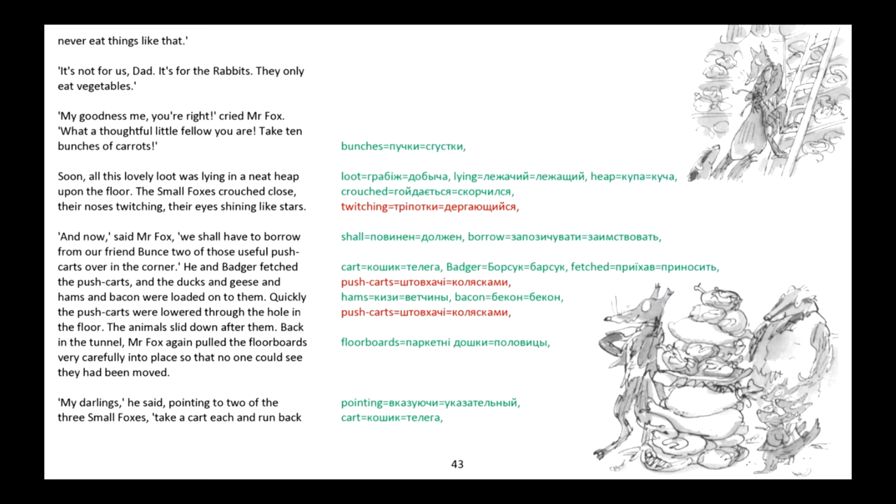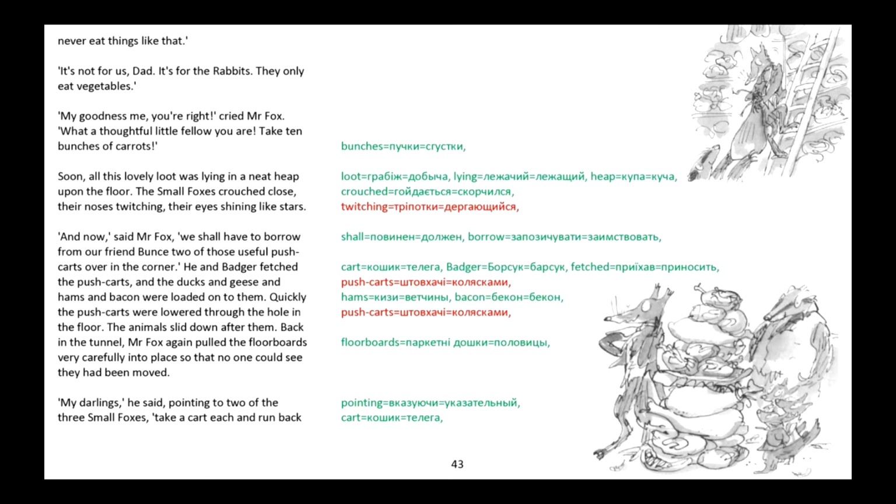Soon all of this lovely loot was lying in a neat heap upon the floor. The small foxes crouched close, their noses twitching, their eyes shining like stars. "And now," said Mr. Fox, "we shall have to borrow from our friend Bunce two of these useful pushcarts over in the corner." He and Badger fetched the pushcarts, and the ducks and geese and hams and bacon were loaded onto them. Quickly, the pushcarts were lowered down through the hole in the floor. The animals slid down after them.